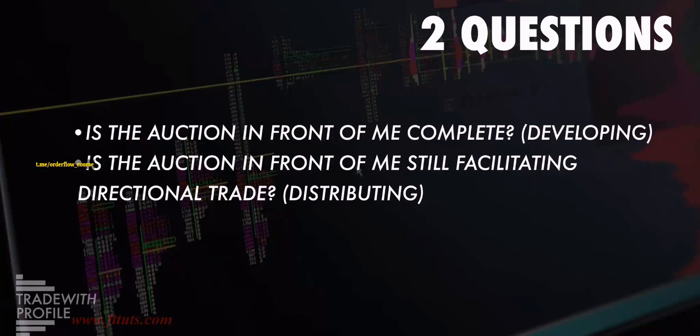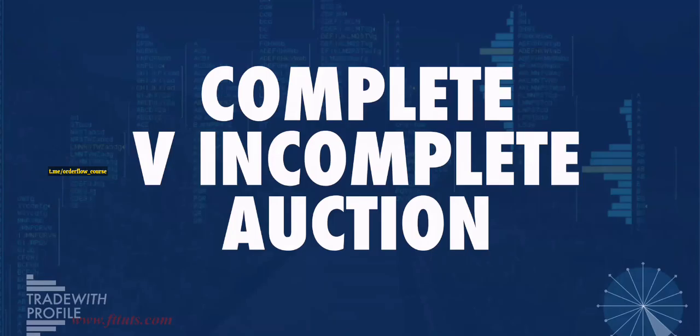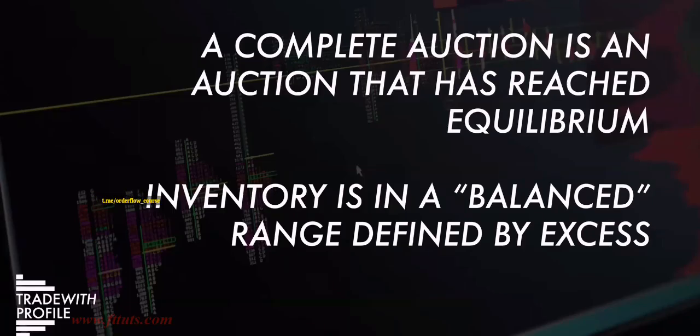Okay, so if I was going to be able to answer this question, I have to know the difference between a complete versus an incomplete auction, which we talk about in other modules as well. But as a reminder, a complete auction is an auction that has reached what we call equilibrium, where inventory is in a balanced range defined by excess. Okay, it's a balanced range defined by excess.